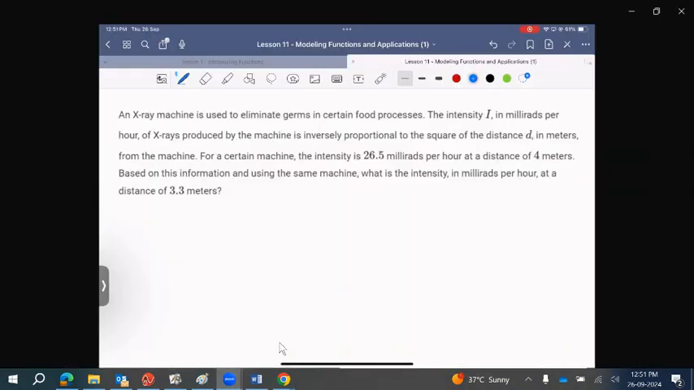All right. So we've got an X-ray machine used to eliminate germs from certain foods. Intensity in millirads per hour of X-rays produced by the machine is inversely proportional to the square of the distance in meters from the machine. For a certain machine, the intensity is 26.5 millirads per hour at a distance of 4 meters. So let's pick this one apart. Intensity, that's what we're after, is measured in millirads, inversely proportional to the square of the distance d in meters.